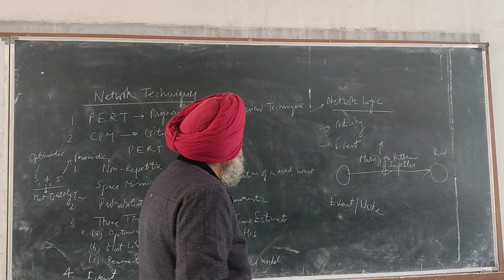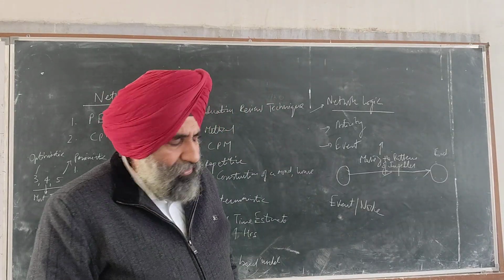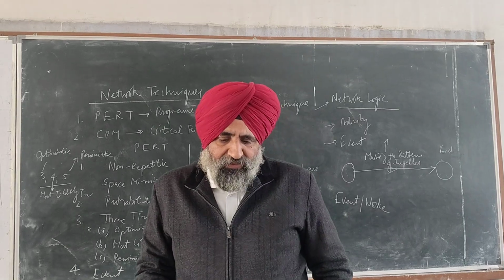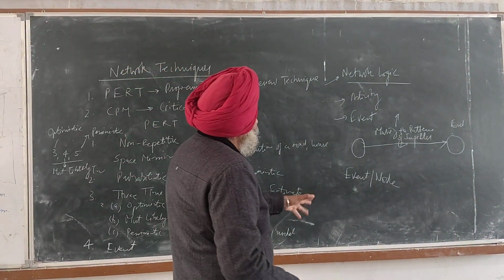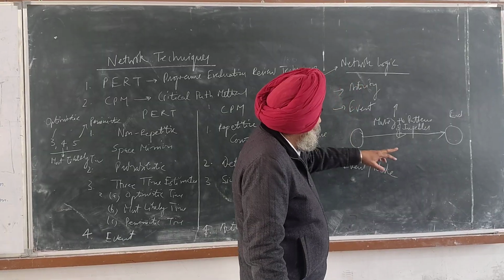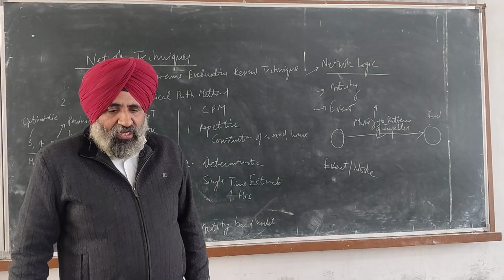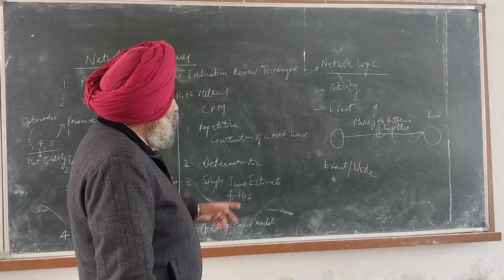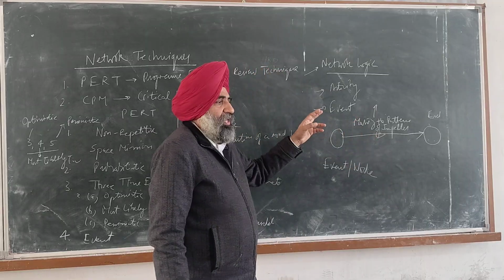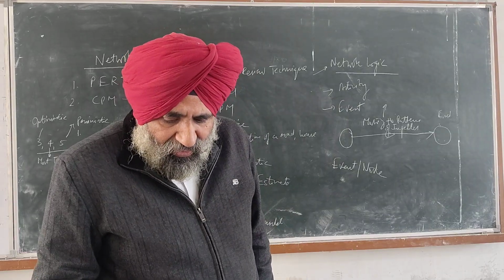Another thing is called the path. The movement from one place to another one is called the path. Another one, network. Here there is only one activity which is taking place. If there are more than one activities which are taking place, it is called the network. Another one, how to construct the network models, we will take separately in the next class.